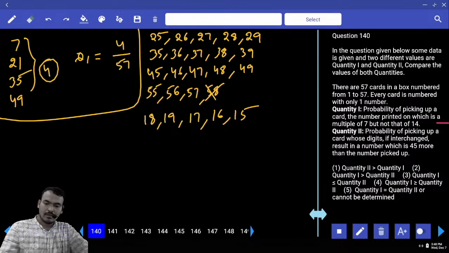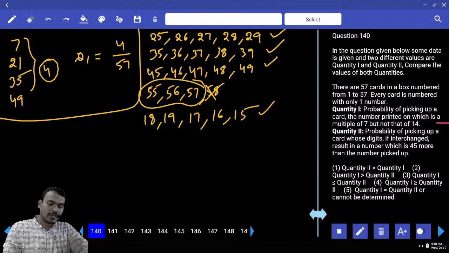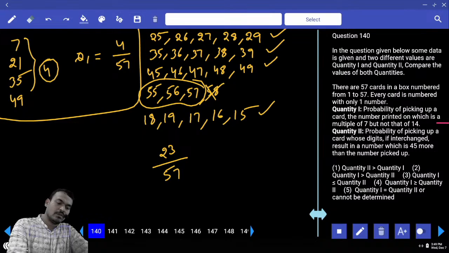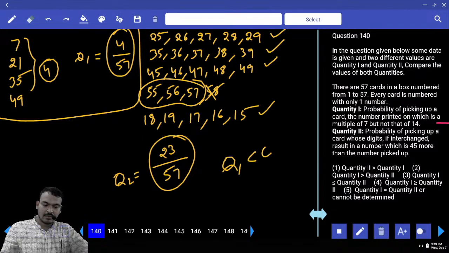5 or not? 5 plus 5, 10, plus 5, 15, 15 plus 5, 20, 20 plus 3, 23. 23 by which one? 57 or not? What is the Q1? 4 by 57. What is the Q2? 23 by 57. What is the answer? Q1 less than Q2 or not?